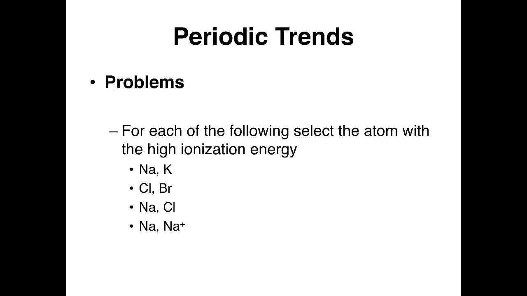And this last one, the sodium ion has already lost its 1 electron. So now it has 8 electrons, so it's happy. So it's going to have an extremely high ionization energy, whereas the sodium atom is not. So the sodium ion is going to have a very high ionization energy.